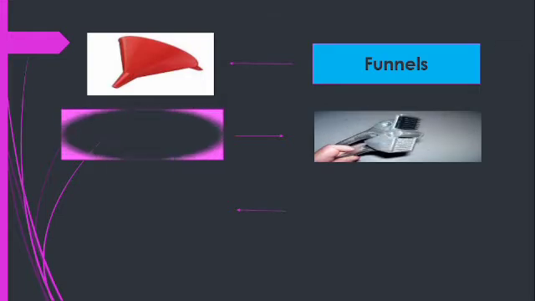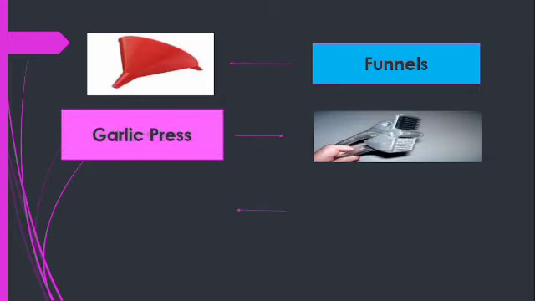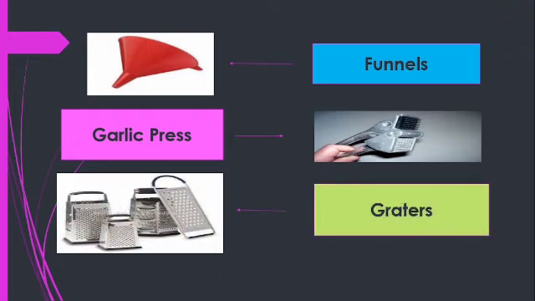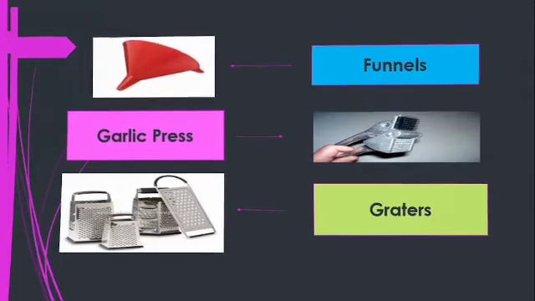Funnels are used to fill jars, made of various sizes of stainless steel, aluminum, or plastic. Garlic press is a kitchen tool which is specifically designed for the purpose of crushing garlic. Graters are used to grate, shred, slice, and separate foods such as carrots, cabbage, and cheese.